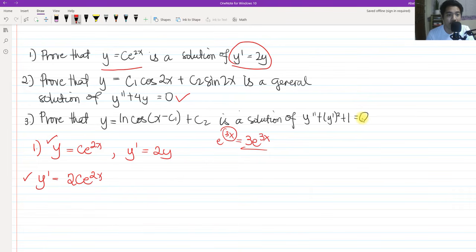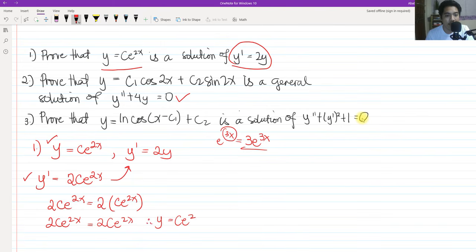So what are we going to do after doing that? We simply substitute it and prove that they are equal. So we have y prime, or 2c e raised to 2x, equals twice y, which is 2 times c e raised to 2x. So obviously, they are equal. Therefore, y equals c e raised to 2x is a solution to that differential equation. Okay, so that's how we prove the solution of a differential equation.